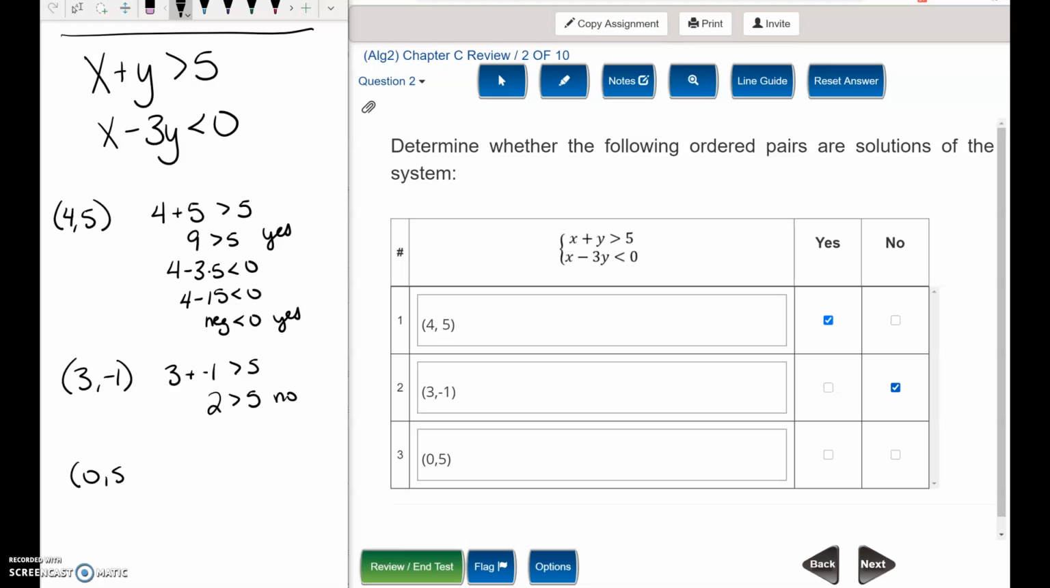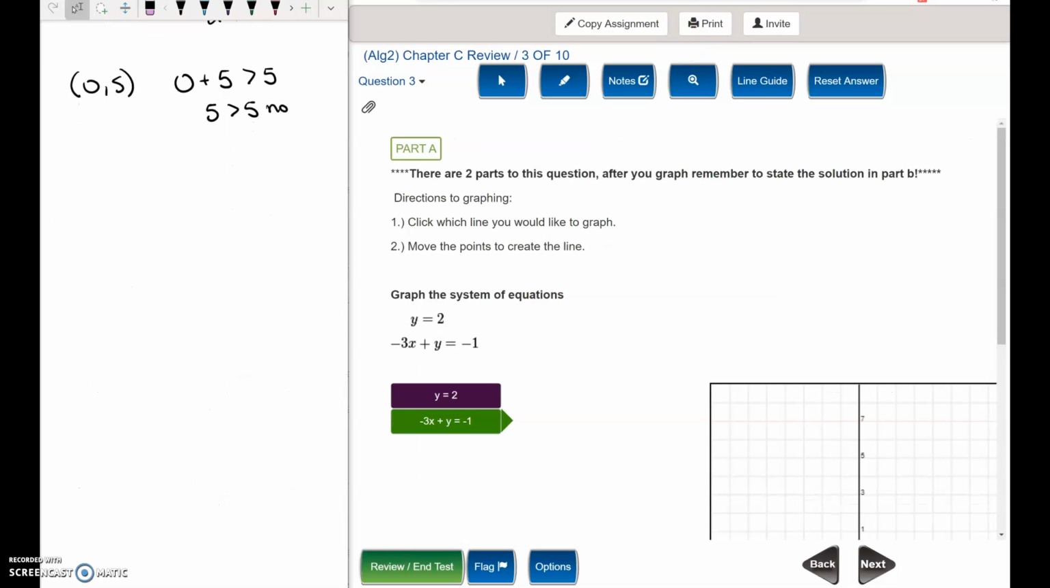Now we'll check (0, 5). 0 plus 5, see if that's bigger than 5. This one's a little bit tricky, but 5 is not bigger than 5. 5 is equal to 5, so no, it does not work in the top inequality. It is not a solution. Now, sometimes what might happen is it will work in the first inequality, but it won't work in the second inequality, and in that case, it is not a solution. It has to work in both inequalities.